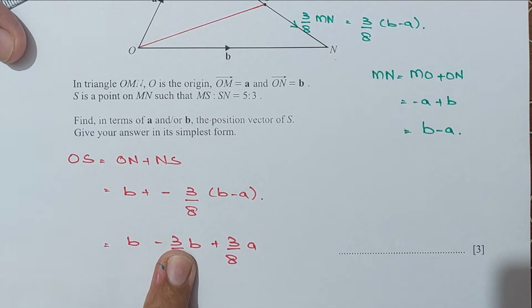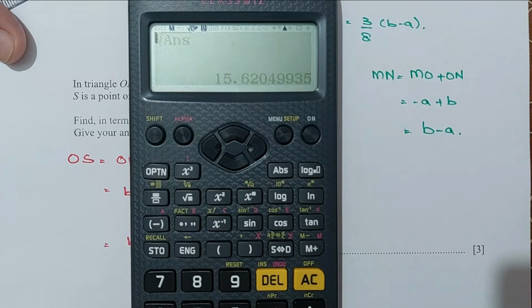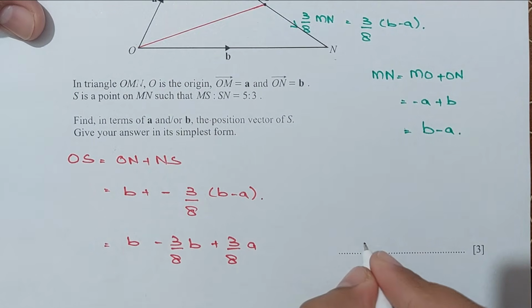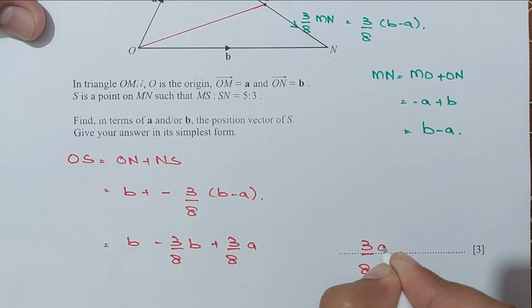Okay, and this is 1 and this is minus 3 by 8. 1 minus 3 by 8 is 5 by 8. So the A term is 3 by 8 A and the B term is 5 by 8 B.